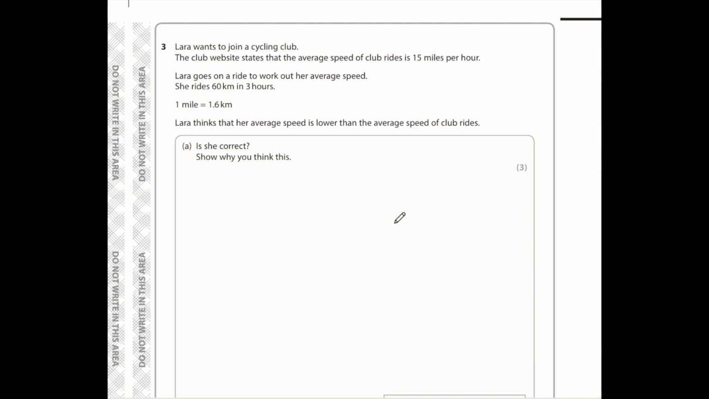Okay, so for this question, what I would do first of all is the average speed of the club is 15 miles per hour. So what is 15 miles per hour in kilometers per hour? Now 1 mile is 1.6 kilometers, so therefore 15 miles is going to be 15 multiplied by 1.6.